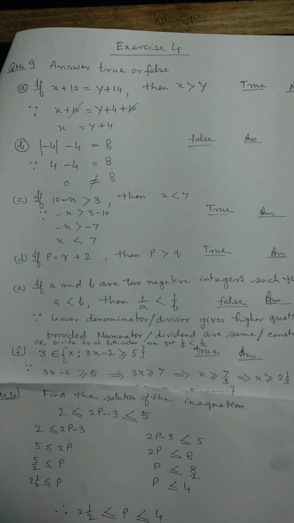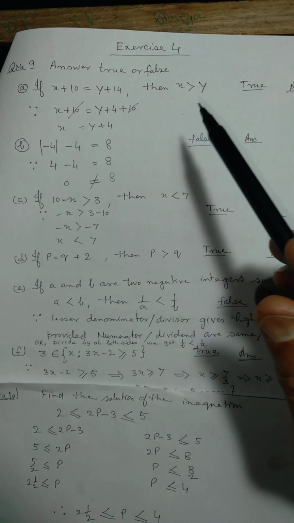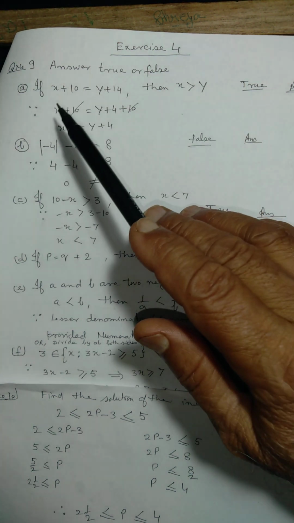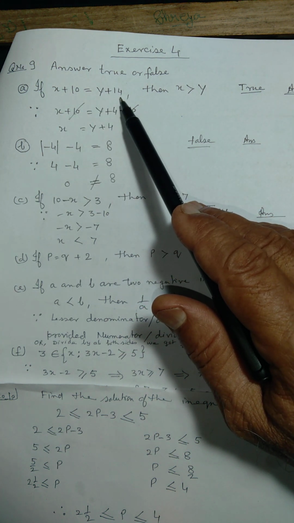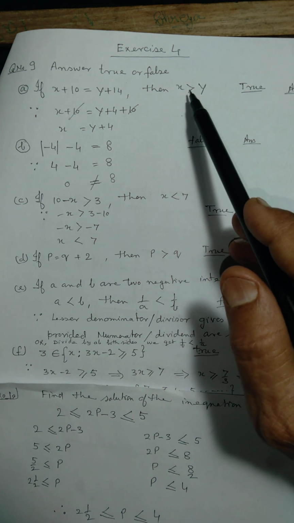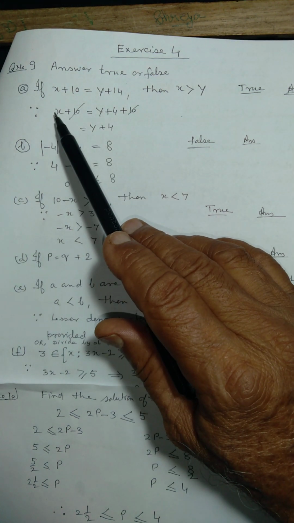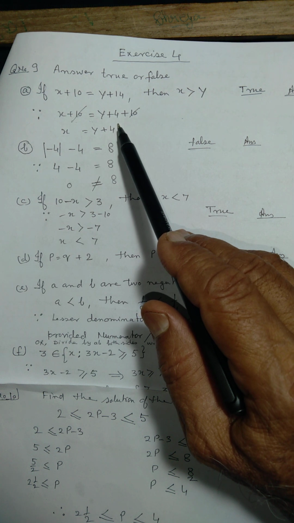Let us start ICSE class 10th mathematics chapter 4 exercise 4 question number 9. Now you see the question number 9, answer true or false. First is, if x plus 10 is equal to y plus 14, then x is greater than y. Yes, it is true. Why is it true? I have explained here. You see, x plus 10 is equal to y plus 14.